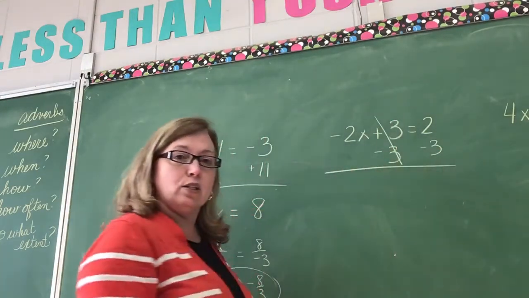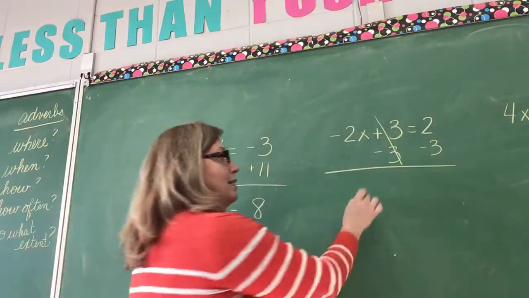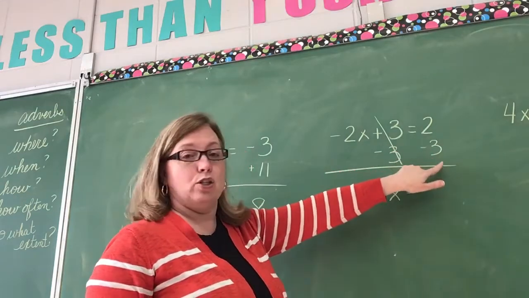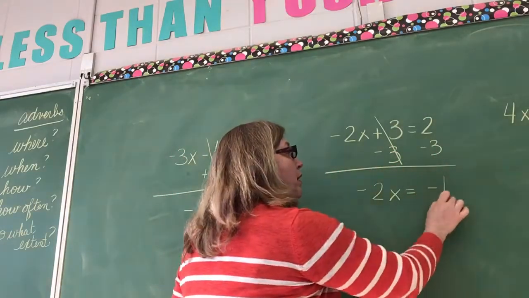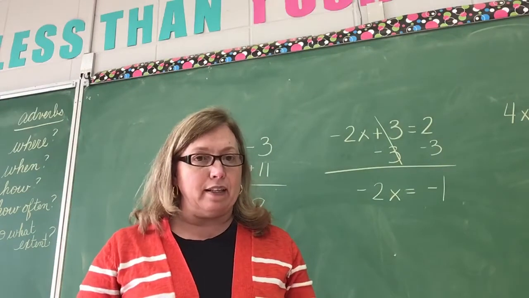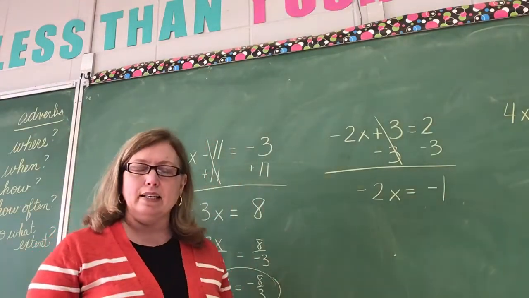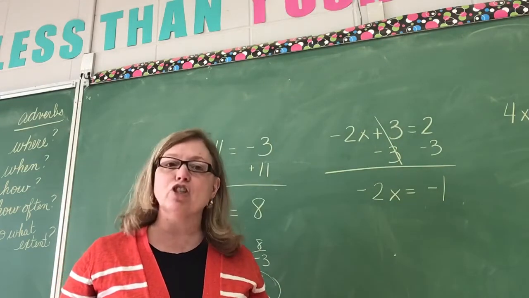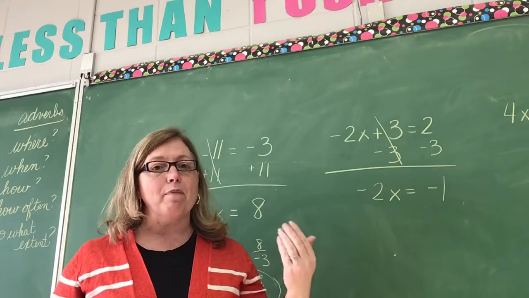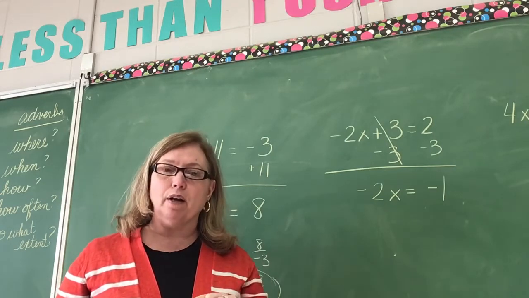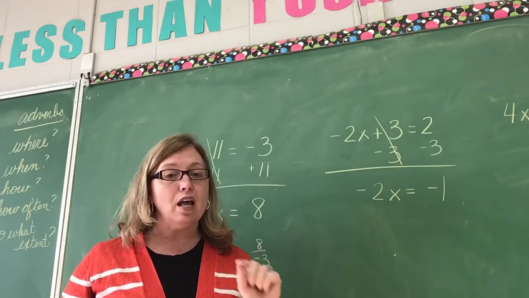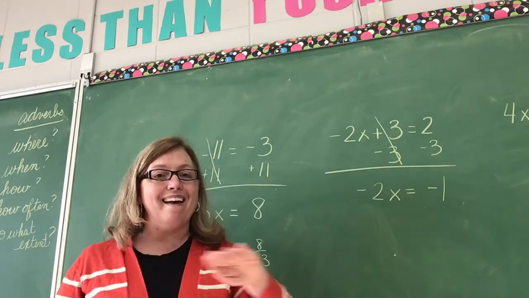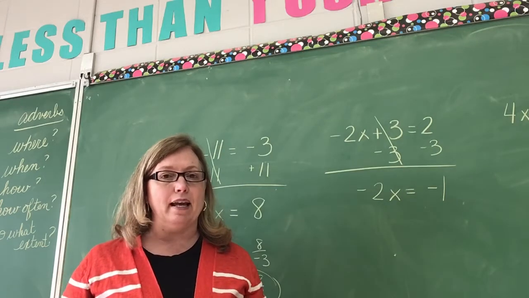This is going to cancel, leaving me negative 2x equals 2 minus 3 is a negative 1. Now, both sides of my equation are negative, and I want to make it a little easier to use. I know that if I multiply any number by 1, I haven't changed its value. So if I multiply it by a negative 1, remember, it changes the sign without changing the value, and I can do that as long as I multiply everything in the equation by the negative 1.